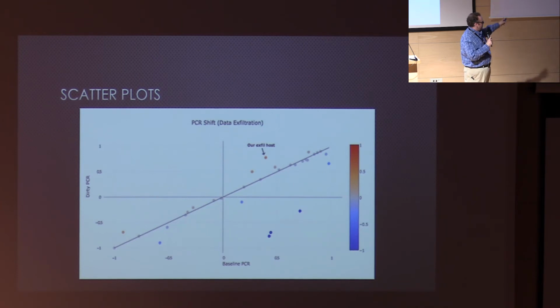The x-axis is the previous week, and the y-axis is the current week, and I'm looking for data exfiltration in the current week. So if the host doesn't change, all the dots line up on this line. And you can see we do have a lot of dots that line up pretty close to that line.